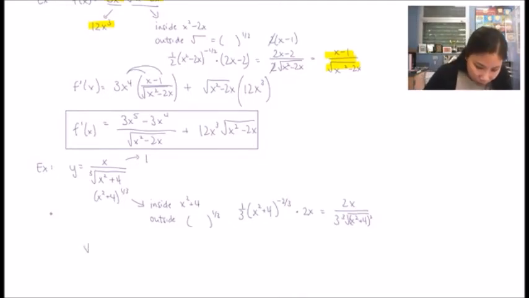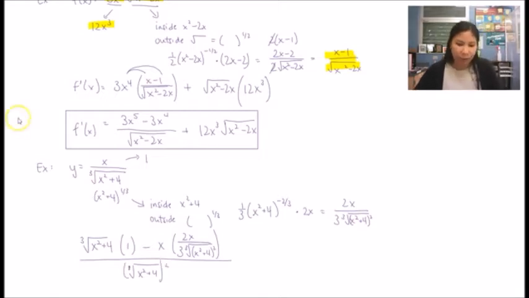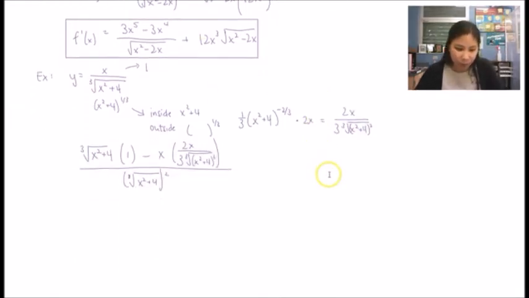Low d high minus high d low all over low low. Okay, this looks messy. Here we go.